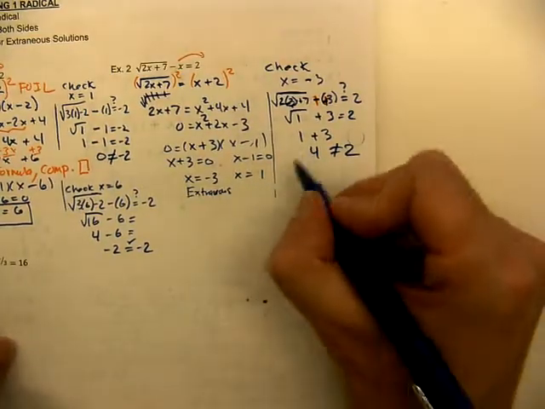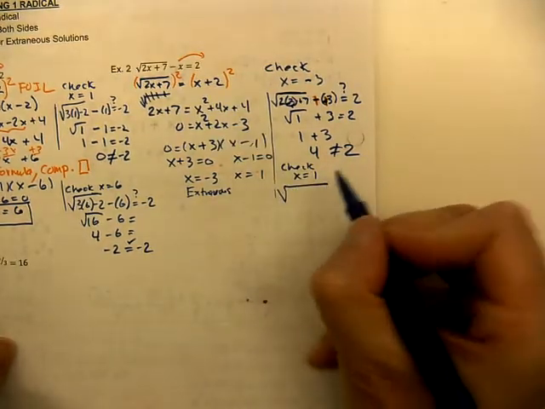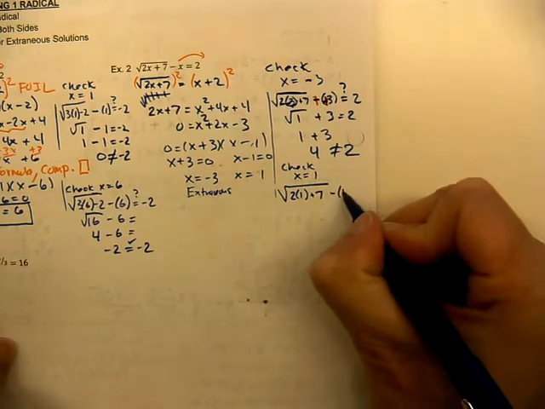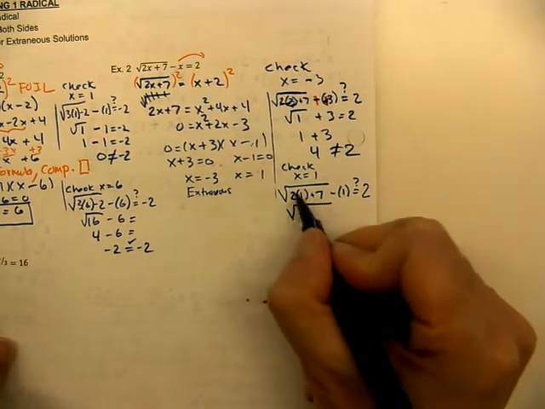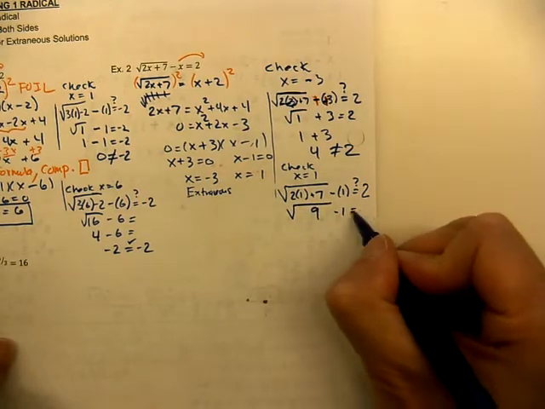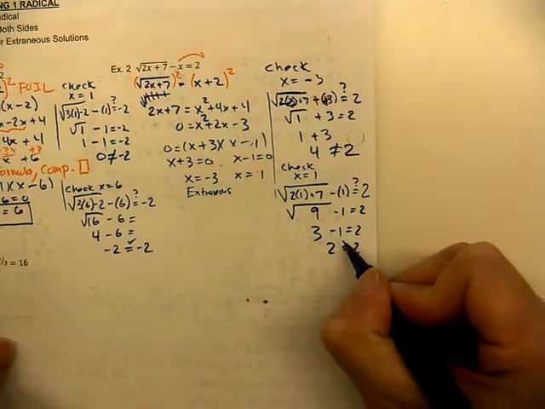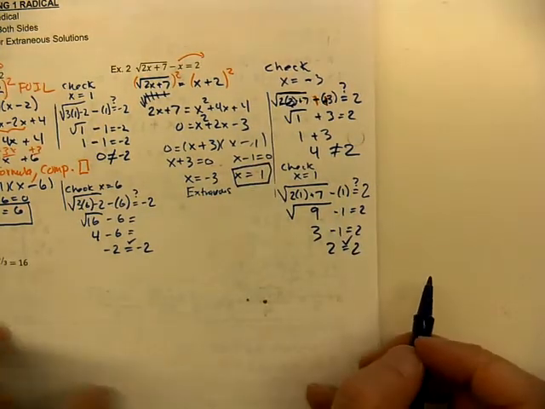And then we want to check x equals 1. So square root of 2 times the input of 1 plus a 7 minus the input of 1. Will that equal an answer of 2? So 2 plus 7 gives me 9. That's a perfect square, and that does give me an answer of 2. So yeah, we're good. That is my one and only solution.